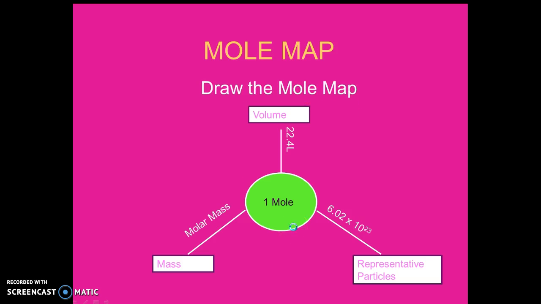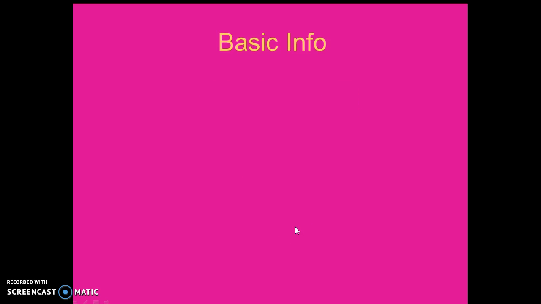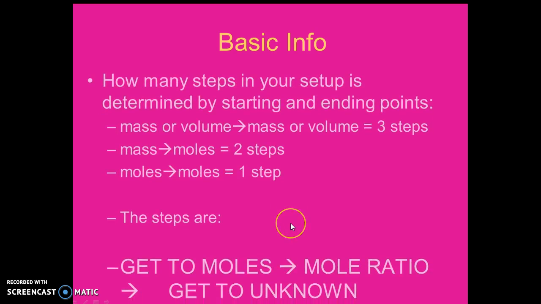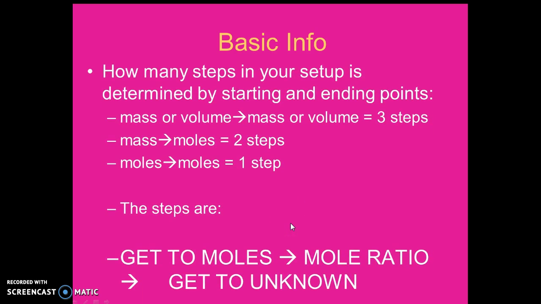Okay? So basic information of stoichiometry. How many steps in your setup is determined by the starting and ending points. Remember, the purpose of stoichiometry is to convert from an amount of one substance to another. Now we can compare apples to oranges because we made them moles. The most common is going to be your 3 steps.